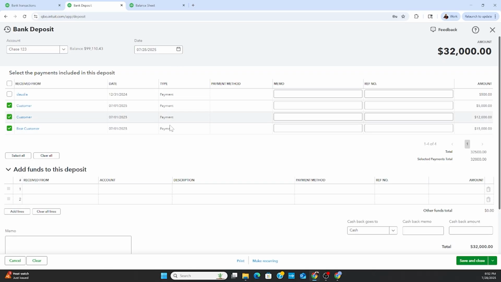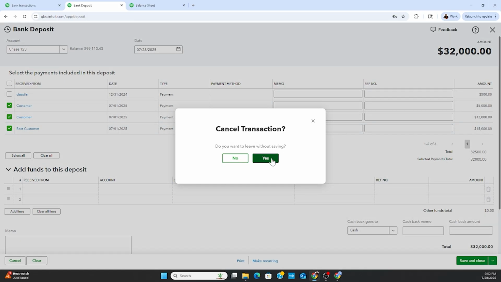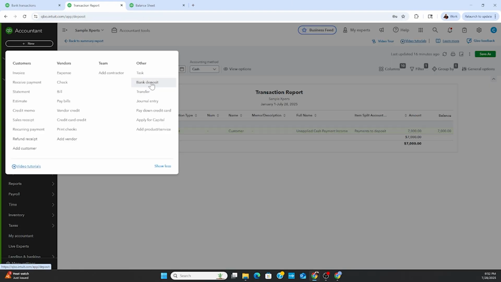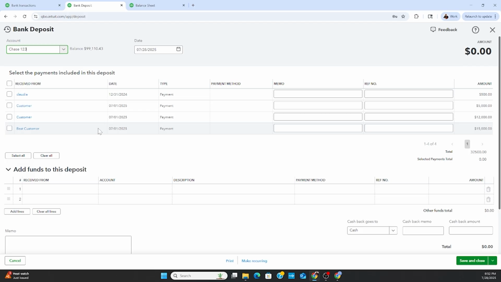I want to make sure that I record this deposit. So that's why I send it to undeposited funds, so I can find it later. How to find that? I'm going to go back one more time. So you're going to do the plus new, the bank deposit, and all payments that were recorded correctly to payments to deposit are going to be sitting over here for you to select and record the deposit.